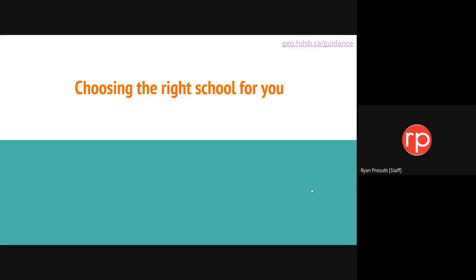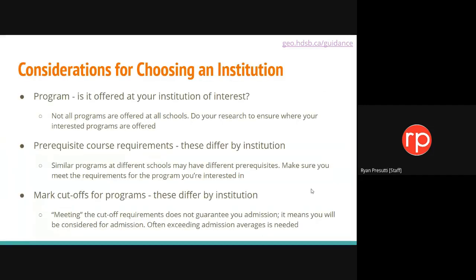So choosing the right school for you, there's a lot of things that you should consider. First and foremost, I think you should probably consider your program first. What is it that you actually want to study? That's likely more important to you than where you're going to be studying, because that's what you're going to be immersing yourself in for 3 or 4 years. So is your program even offered at your institution of interest?